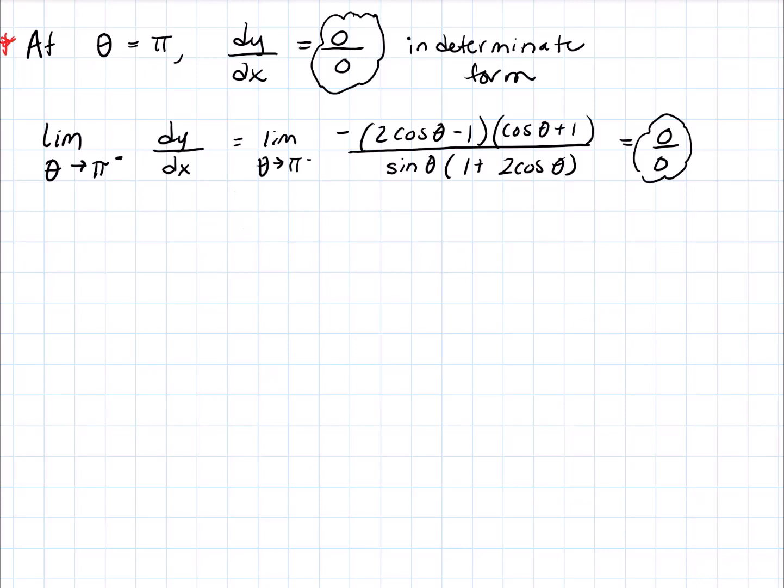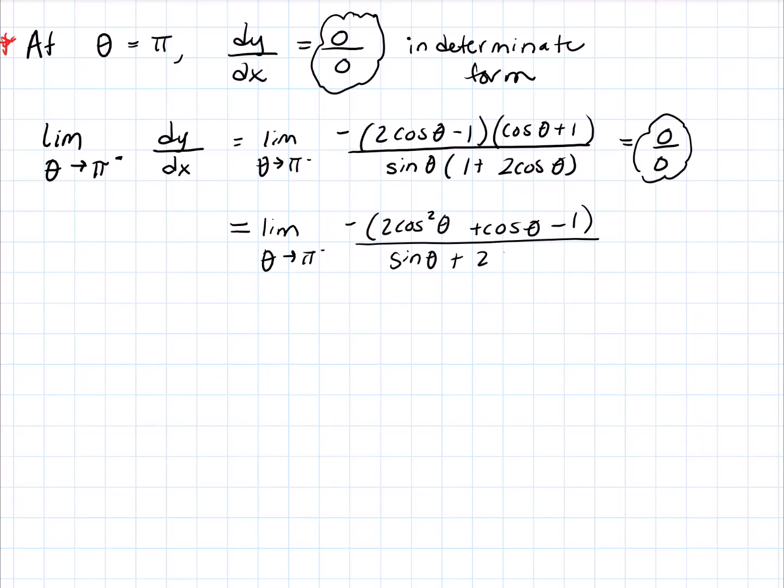Oh, you know what? Before I apply L'Hopital's rule, I just realized we're in this nice factored form. It's not going to be easy. It'd be a crazy product rule and simplification. So it would make more sense in this scenario, before I do the L'Hopital's rule, to just head back to the expanded form here. The expanded form would be minus 2 cosine squared of theta plus cosine theta minus 1 over sine theta plus 2 sine theta cosine theta. And that's still giving me that 0 over 0.